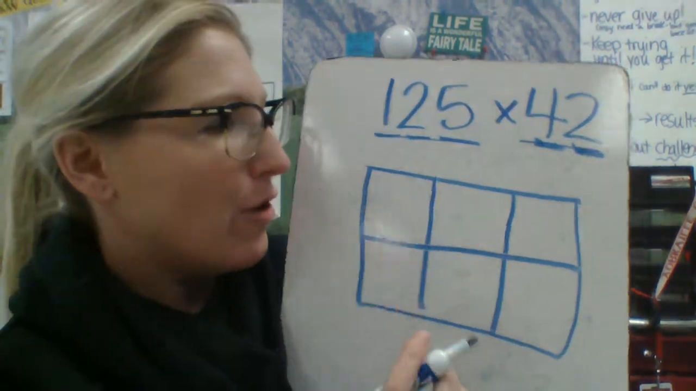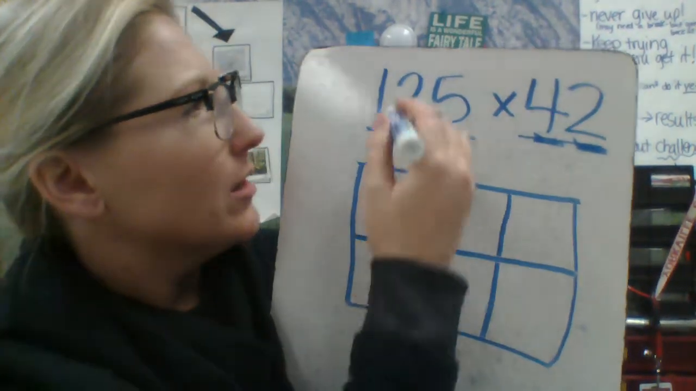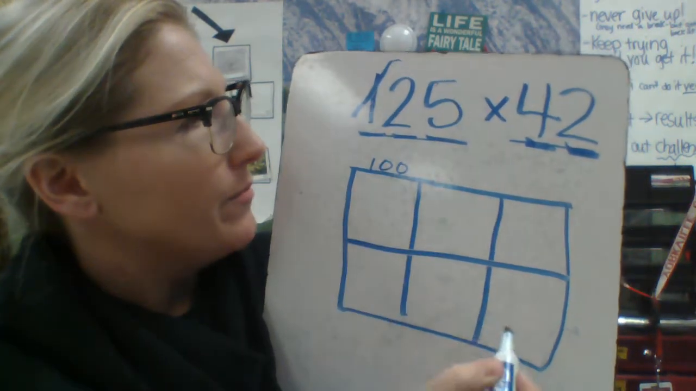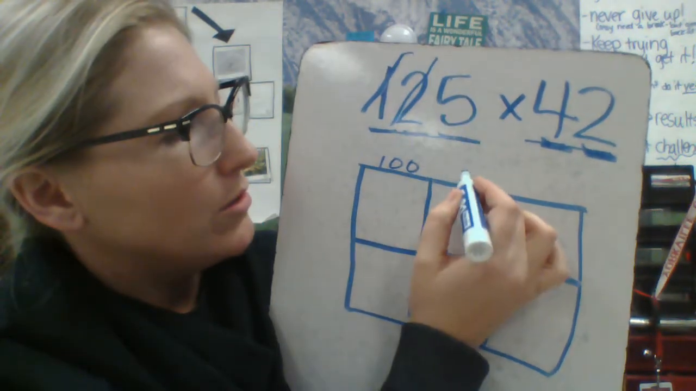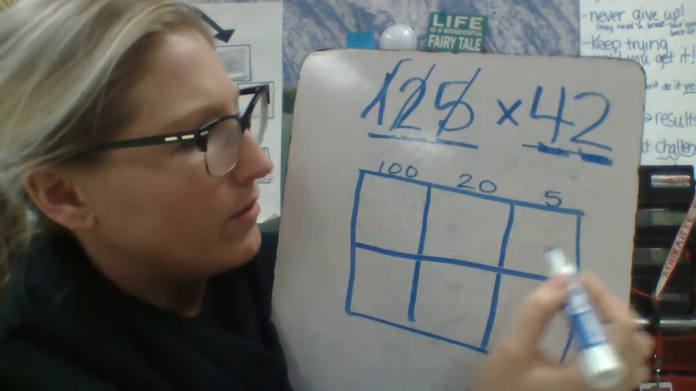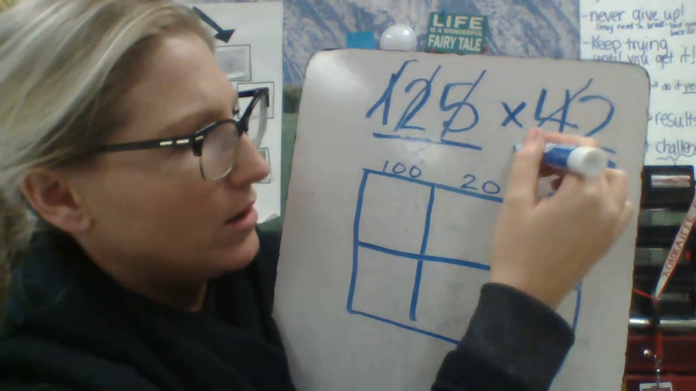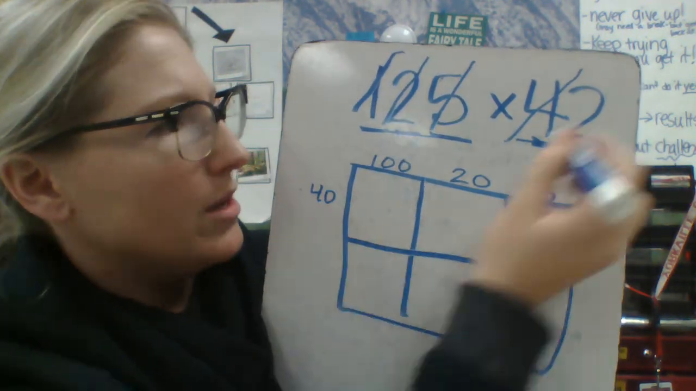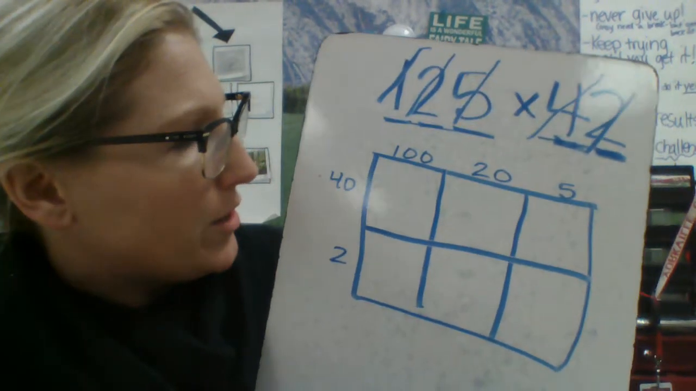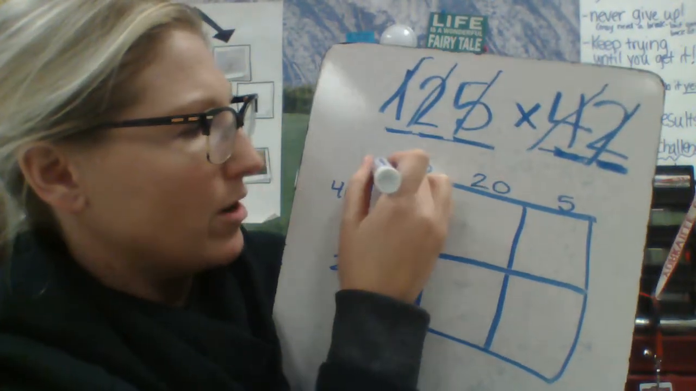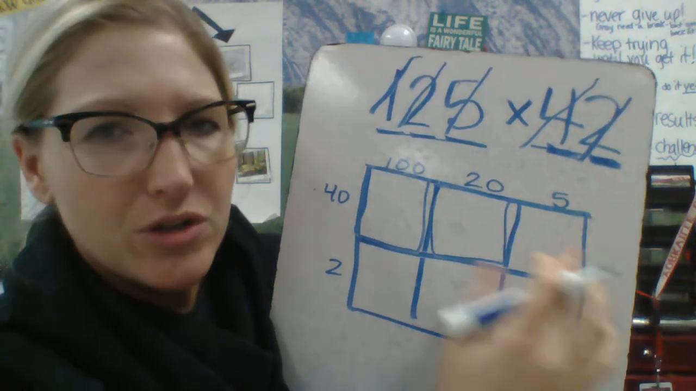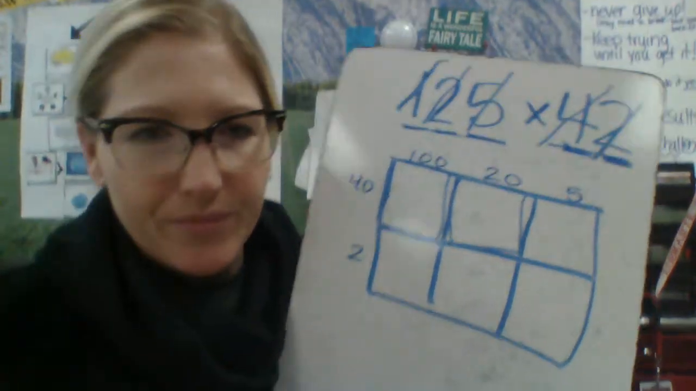All right, so hopefully you were able to get that, but if you are stuck, I just take each place value spot at a time. So that's equal to 100. This is equal to 20. And this is equal to 5. Over here on the side, this is going to be equal to 40. And this is going to be equal to 2. So go ahead and pause the video and see if you can figure out what products go inside of each of these boxes.